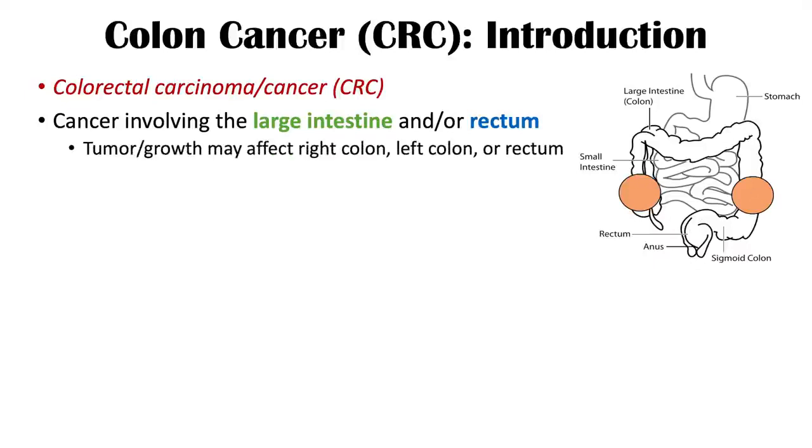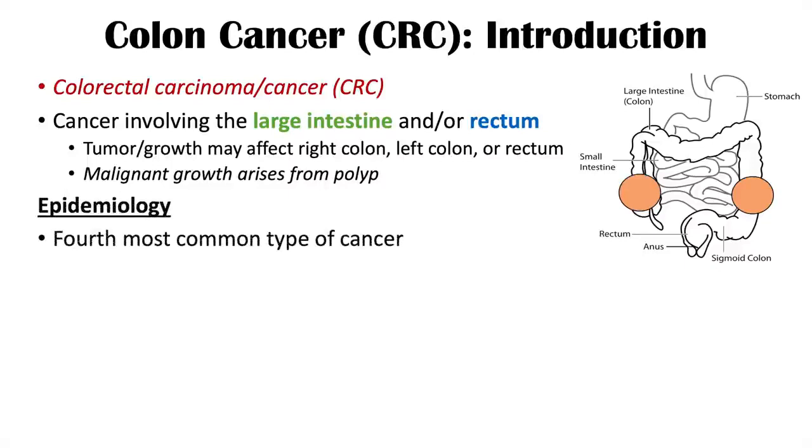So what happens is there may be a tumor or growth that may affect the right colon, which would be this area on this side, as we're looking directly on the patient. The left colon may be affected, or the rectum may be affected. And what happens is a malignant growth arises from a previous polyp. That polyp may have been developing for many years.